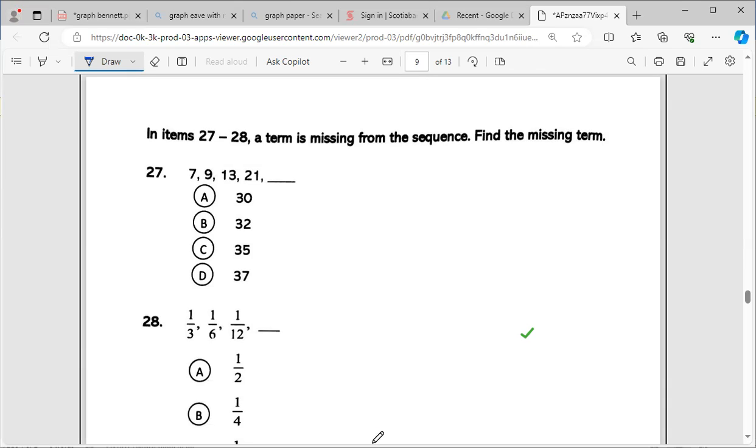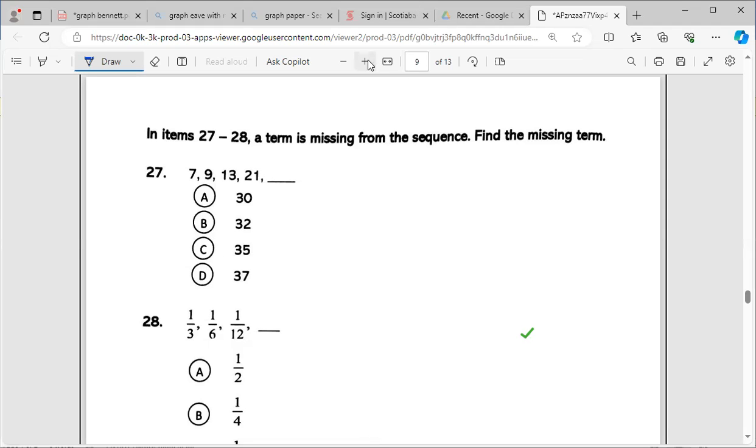Item 27 to 28, a term is missing from the sequence. Find the missing term. I got my answer. What's your answer, Ian? You say you have the answer and then you check it. Can I explain my answer? Alright, wait, Ian is first. 32 is my answer. 32. Explain how you got it.